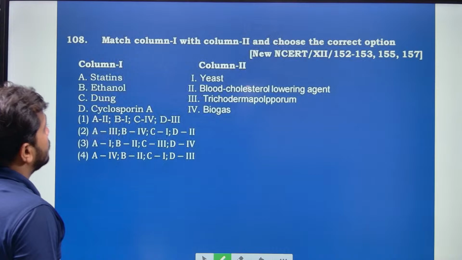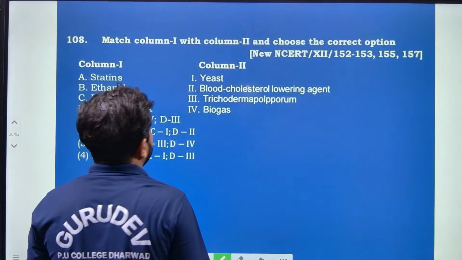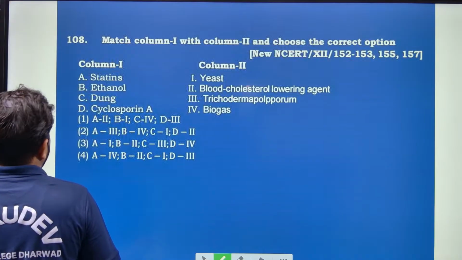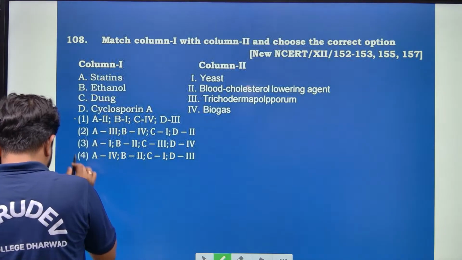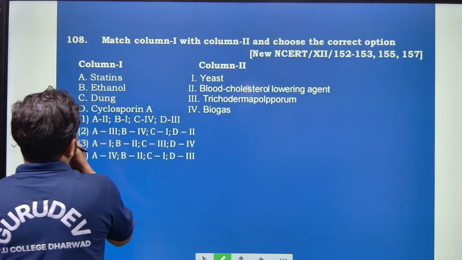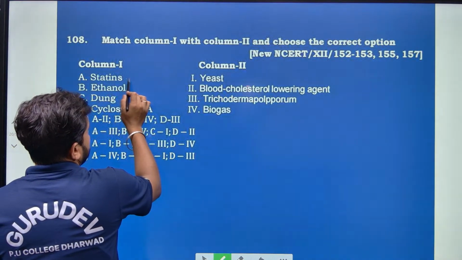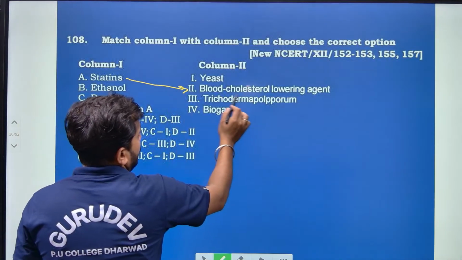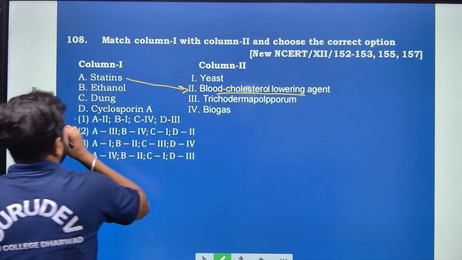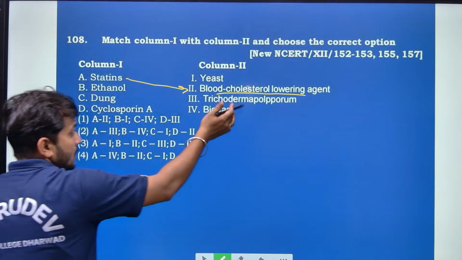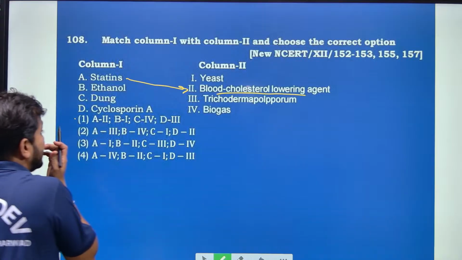Then match column 1 with column 2 and choose the correct option, right? So based on that we have to match column 1 with column 2 here, right? So here what I am going to find out: statin. Statin can majorly be produced as a blood cholesterol lowering agent. Statins are blood cholesterol lowering agents.